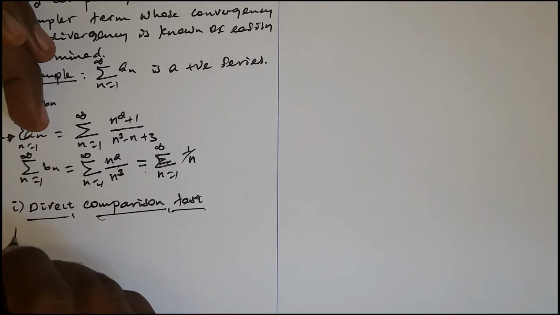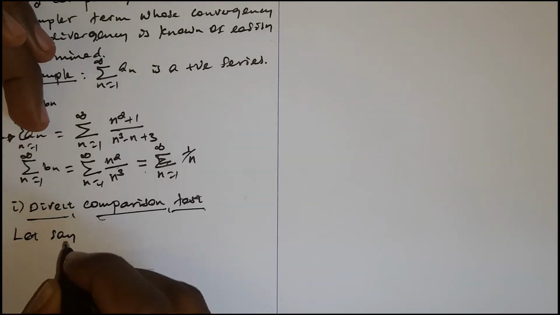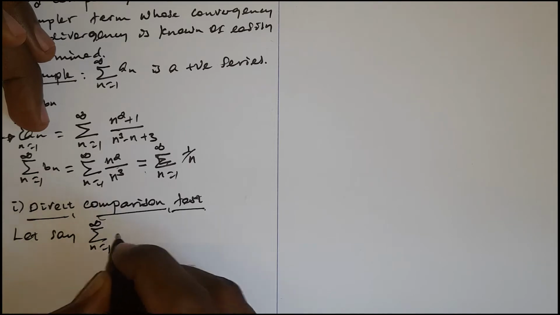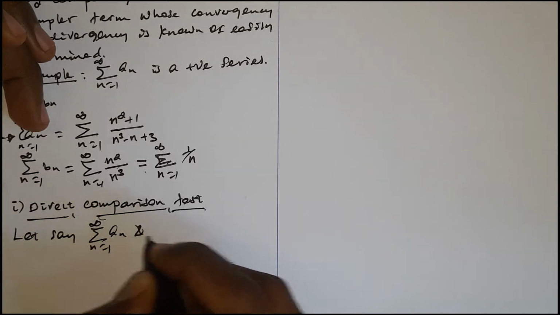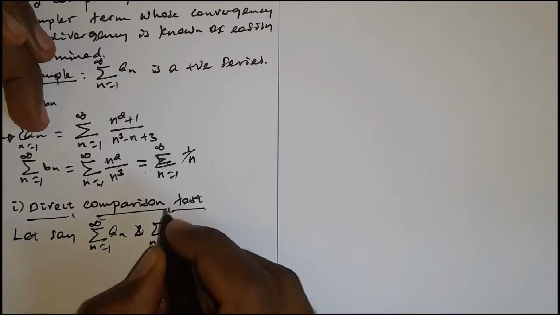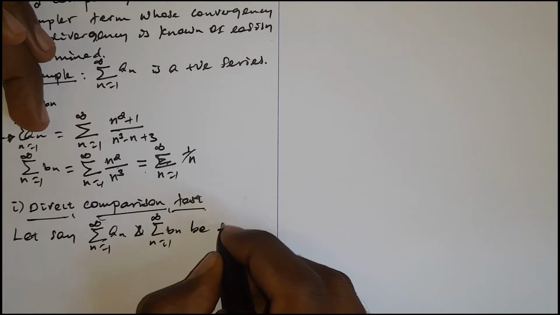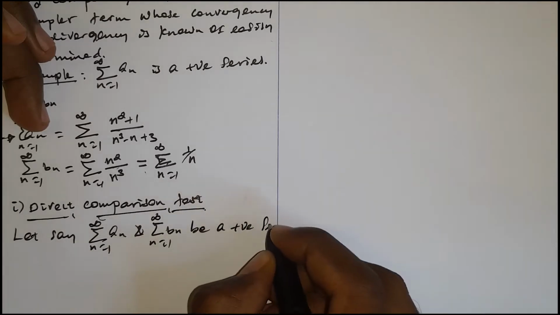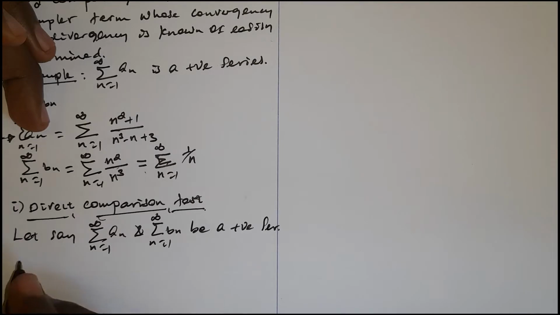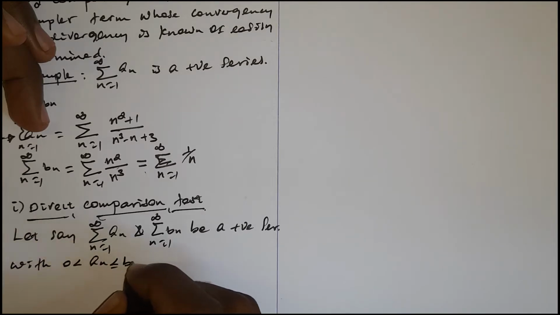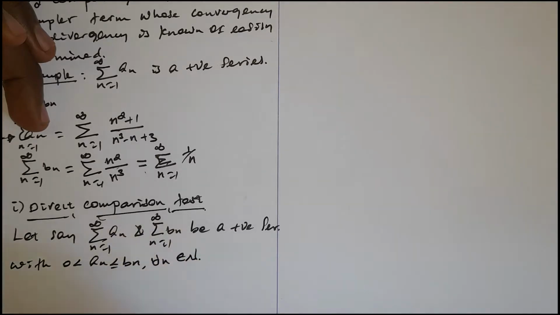For example, let's say summation as n runs from 1 to infinity of an and summation as n runs from 1 to infinity of bn be positive series with 0 is less than an is less than or equal to bn for all n element of natural number.